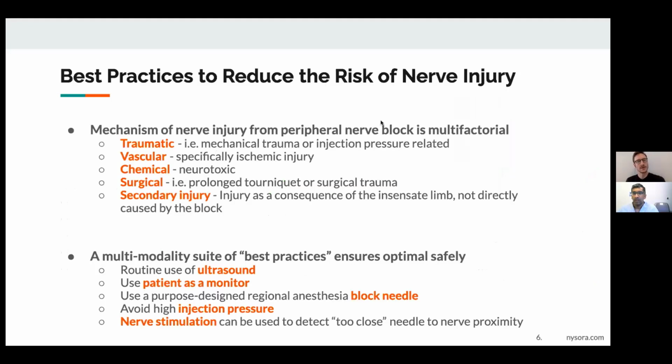Okay, so how do we reduce the risk of nerve injury? This is one of the feared complications of regional anesthesia. We don't want to see nerve injury. It's a rare risk. It can happen, but there are certainly things within our control to reduce the risks.